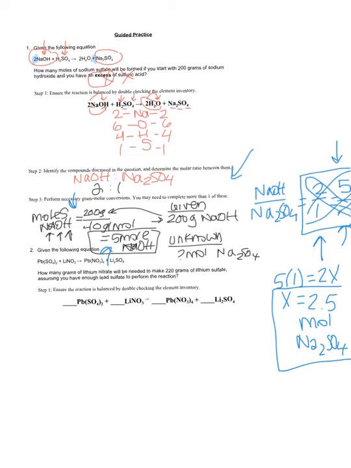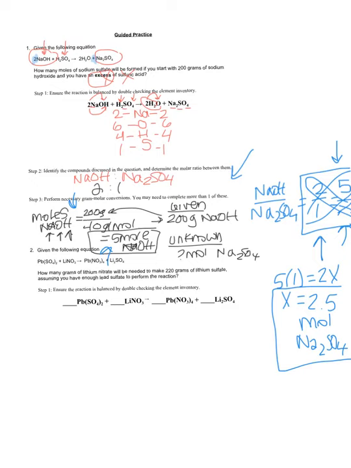Our last problem we're going to do is how many grams of lithium nitrate will be needed to make 220 grams of lithium sulfate. They give us a reaction. Again, we're going to do the same steps. So for this one, let's look at it. We gave you the blanks. This is kind of like a hint. It's not going to be balanced. You need to balance it.